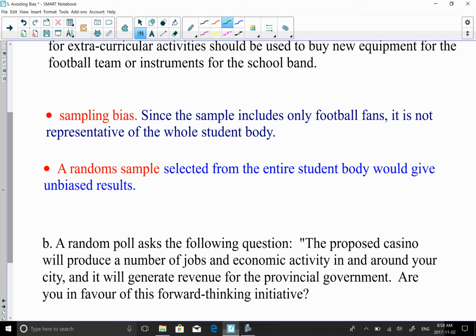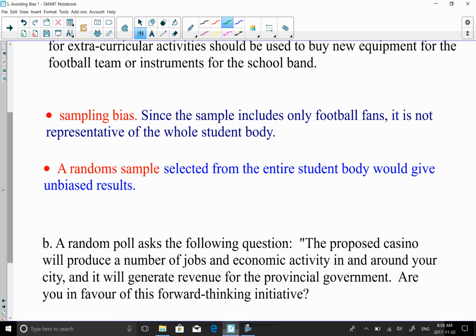So B says, let me read it first. A random poll asks the following question. The proposed casino will produce a number of jobs and economic activity in and around your city, and it will generate revenue for the provincial government. Are you in favor of this forward-thinking initiative, Aiden? Yes. Peter?